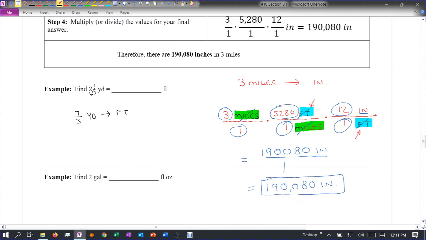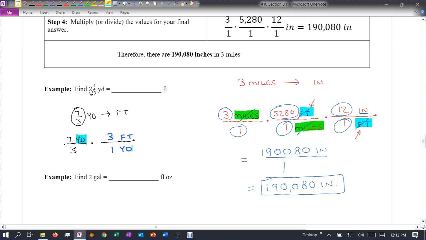We want to go to feet, right? So I'm going to write down 7 yards over 3. Notice I put the yard on top because that's the unit we're starting with. And since it was a fraction to start with, I put the 7 on top and the 3 on the bottom. Now I'm going to multiply that by the conversion factor. Now remember, we want our yards to go away. So we want yards on the bottom. So I'm going to put yards here. And that means feet will have to be up top, right? And we know that there are 3 feet in 1 yard. So I'm using that conversion factor.